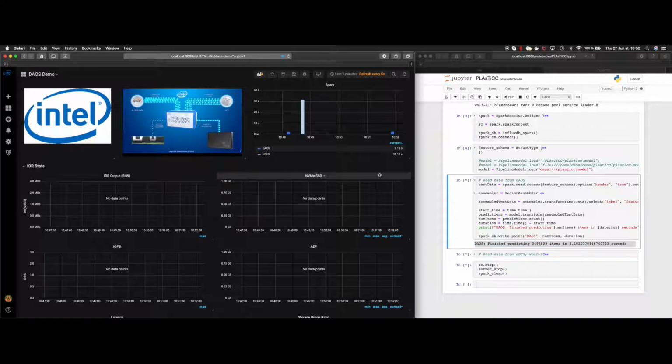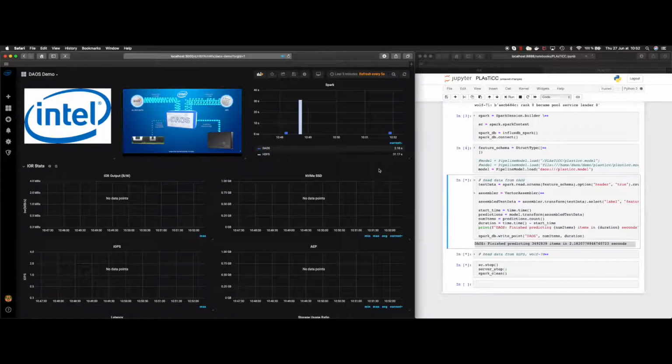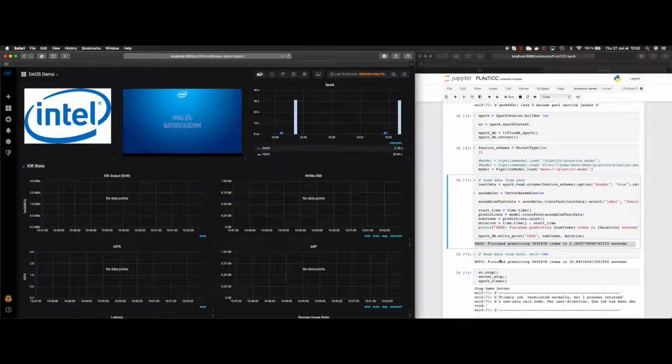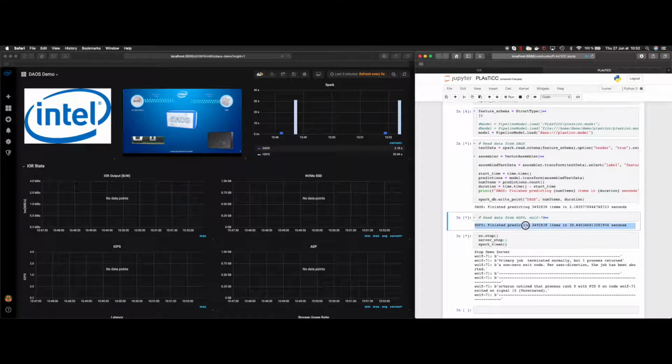As you can see from the graph, the DAOS number was around 2 seconds, while the time it took to run the prediction phase over HDFS took around 30 seconds. So you can see a major speed up with DAOS over Apache Pass versus HDFS.